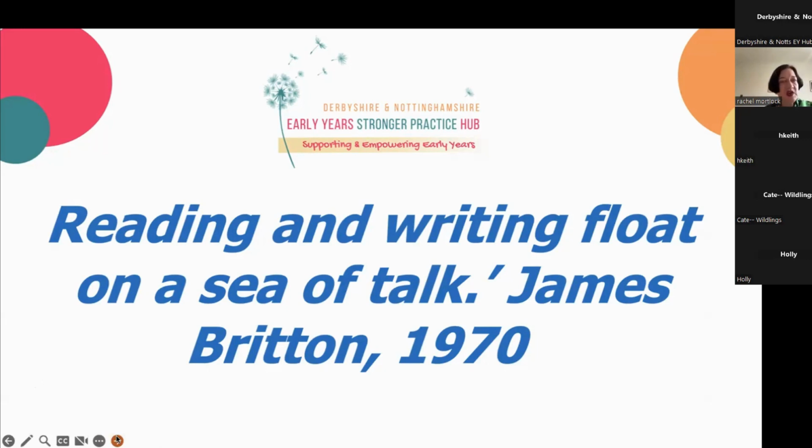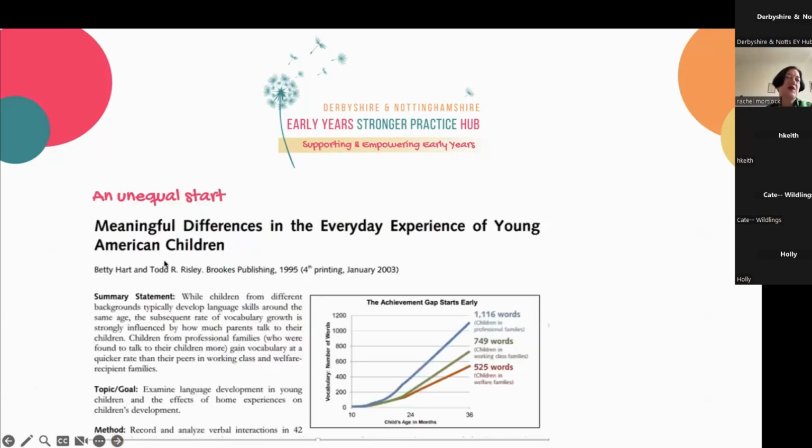Now, I'm sure you'll have seen the research on the next slide before, and it was published in the mid-90s, and it's the Hart and Risley research, and there's a big caveat around this research. So it's the research that talks about how children from deprived backgrounds are exposed to 30 million fewer words than children from advantaged backgrounds before they start school. There is a bit of a caveat about it, that it's quite a small study, and it was done within a very particular group of families within North America.